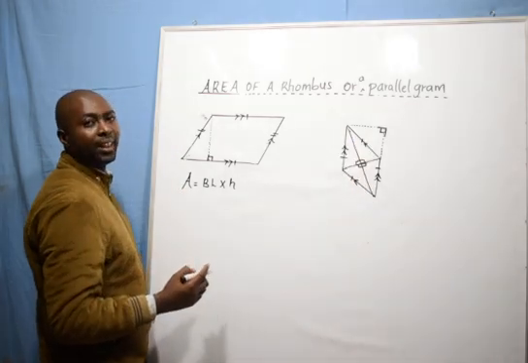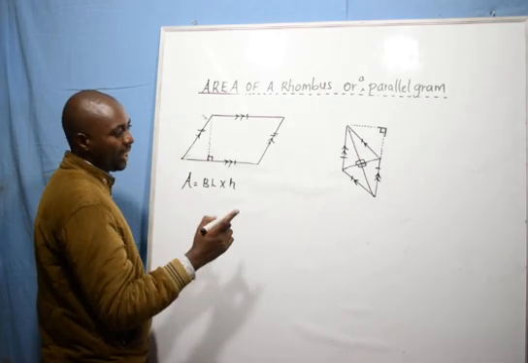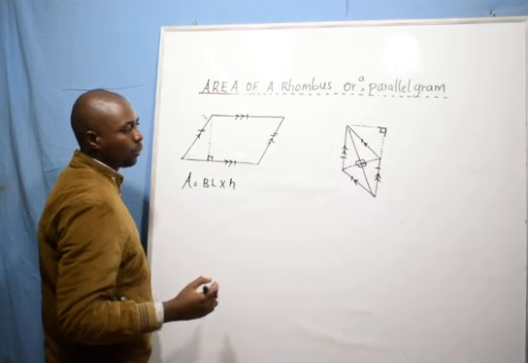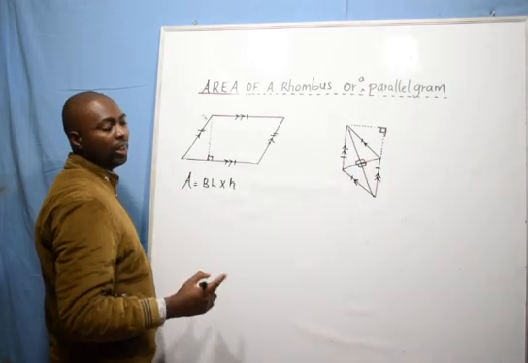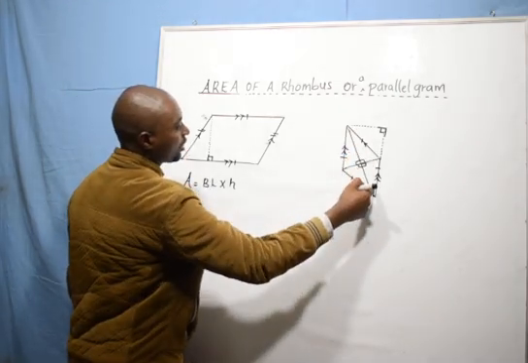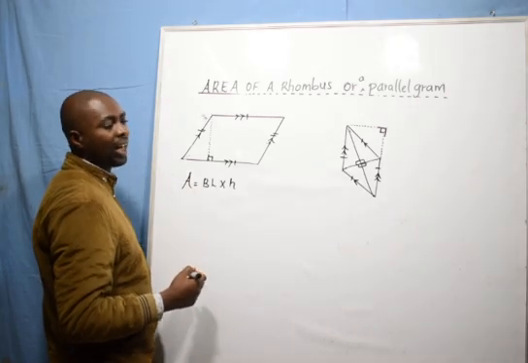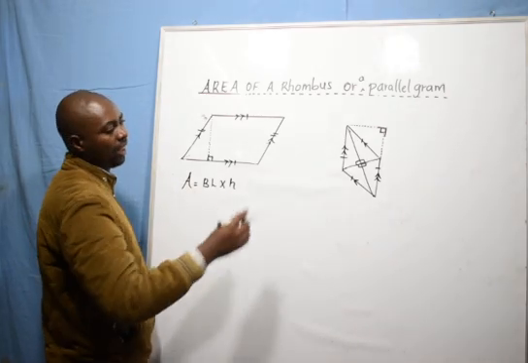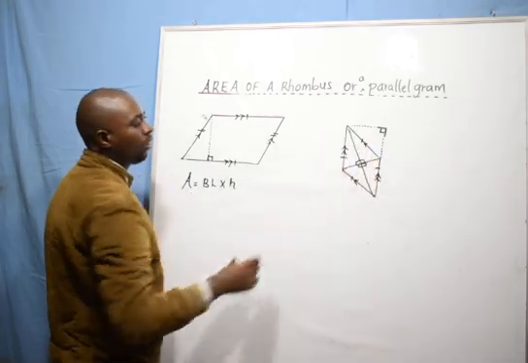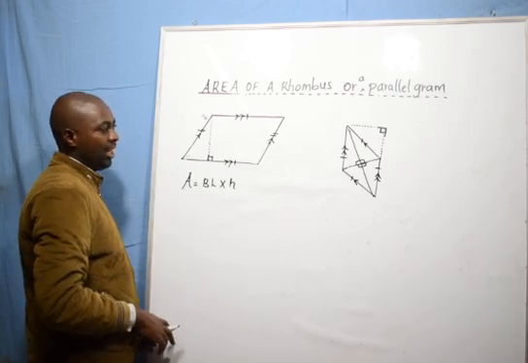Those three elements are similar in a square. The only difference between a rhombus and a square is that, number one, the diagonals are not equal. In a square, the diagonals are equal. Number two, the interior angles are not right angles. For a square, all angles are right angles, both the angles at the middle of the bisector and the angles at the corners. All interior angles in a square are right angles.